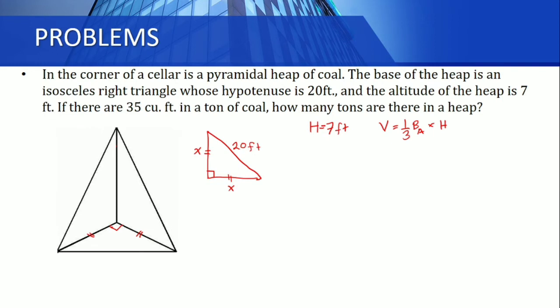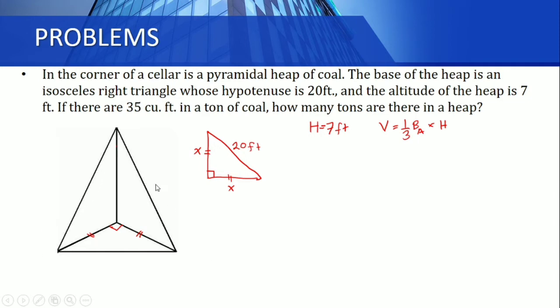Okay, so problems tayo. In the corner of a cellar is a pyramidal heap of coal. The base of the heap is an isosceles right triangle whose hypotenuse is 20 feet, and the altitude of the heap is 7 feet. If there are 35 cubic feet in a ton of coal, how many tons are there in the heap? So meron tayong pyramidal heap of coal.